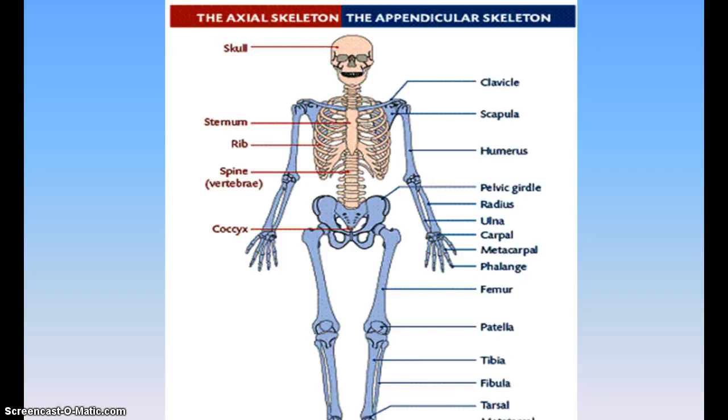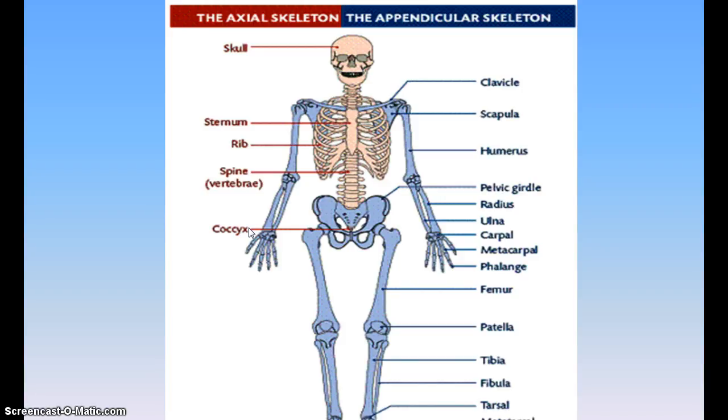The axial and appendicular skeleton. In total, there are 206 bones in the skeleton. The red bones here are the axial, and they are made up of the ribs, cranium, and sternum, and they are mainly used for protection of the vital organs, so the brain, heart, and lungs, and there are 80 bones.